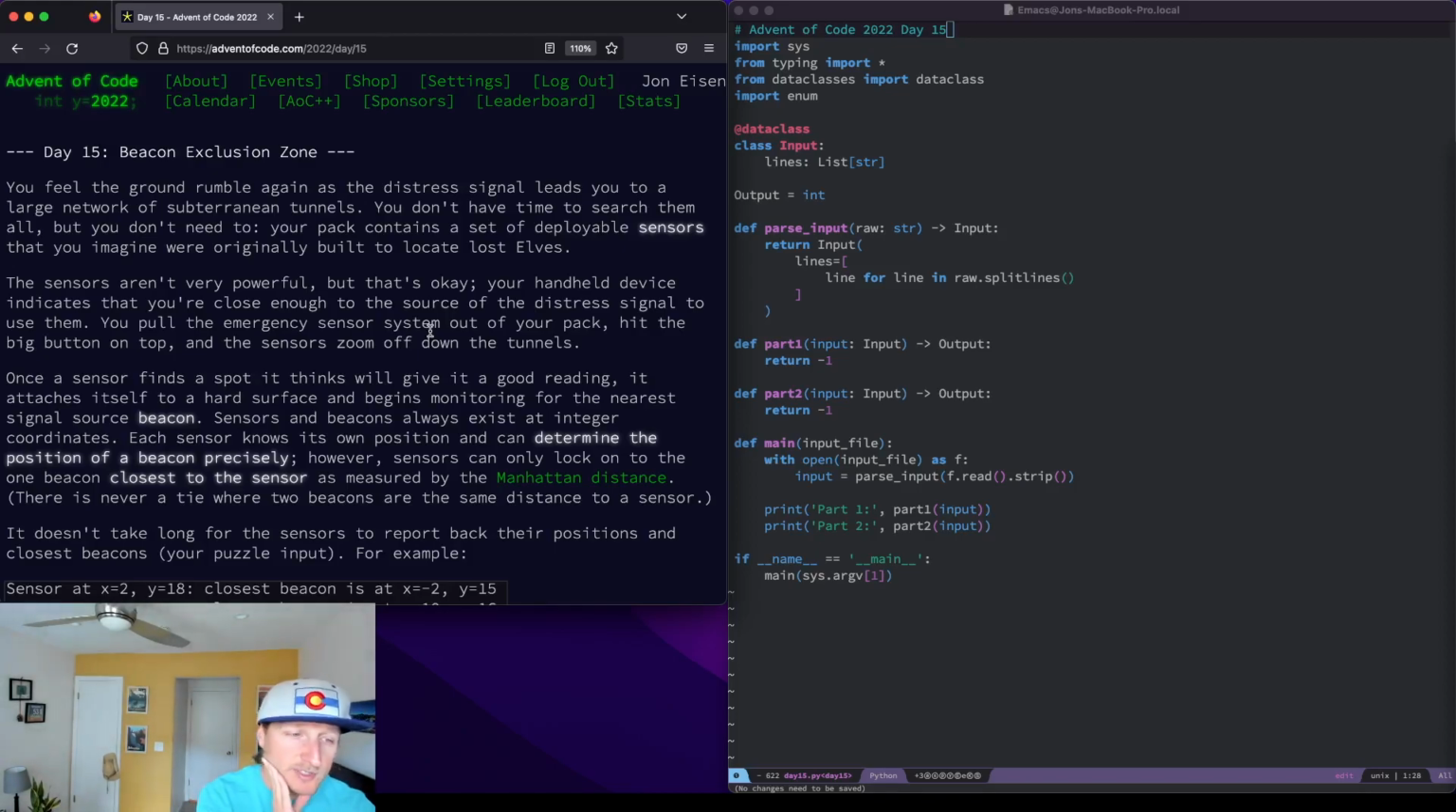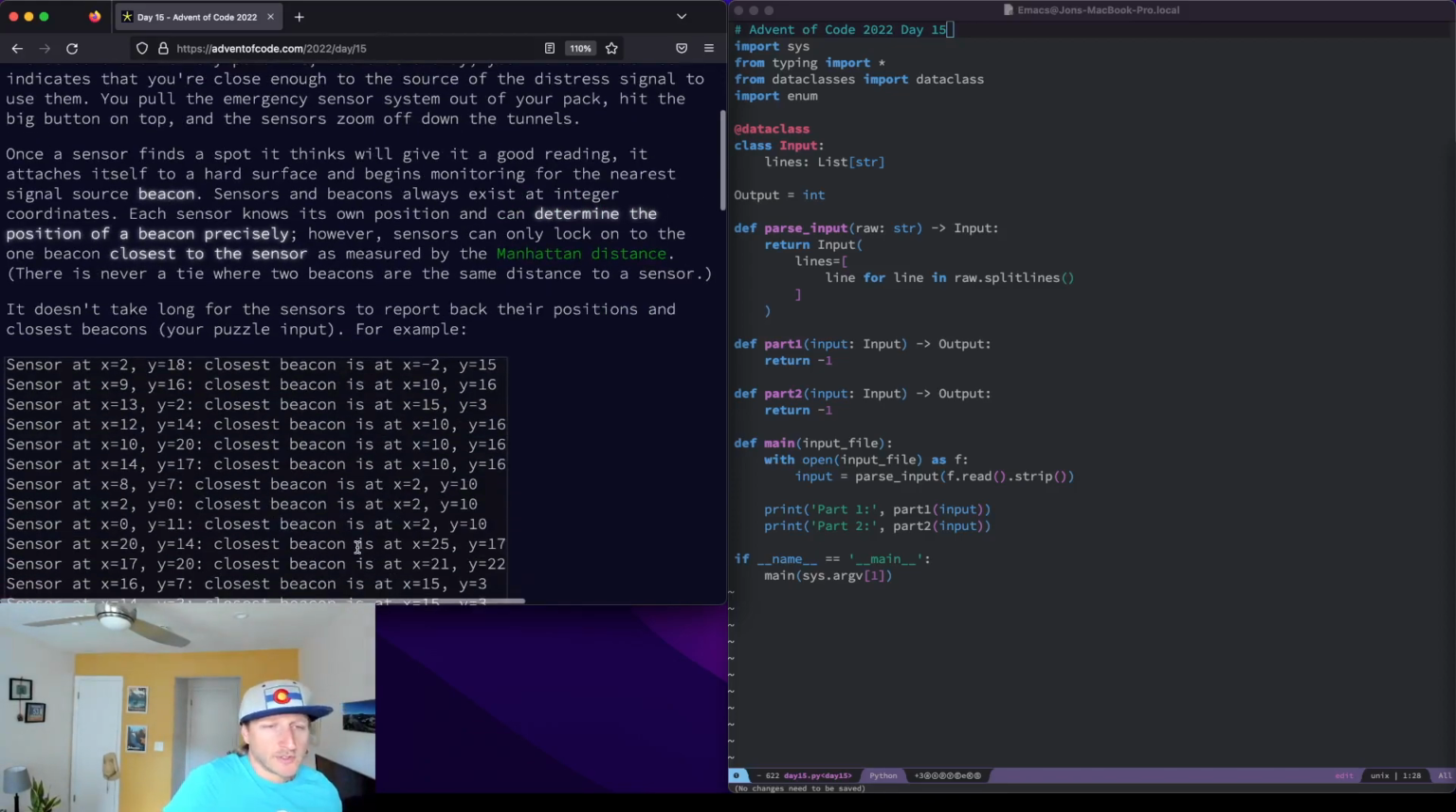Sensors and beacons always exist at integer coordinates. Each sensor knows its own position and can determine the position of a beacon precisely. However, sensors can only lock onto the one beacon closest to the sensor, as measured by the Manhattan distance. There is never a tie where two beacons are the same distance to a sensor. Okay, that's good. Manhattan distance is grid distance, so you take the diff of the x plus the diff of the y. That's abs(x1 minus x2) plus abs(y1 minus y2).